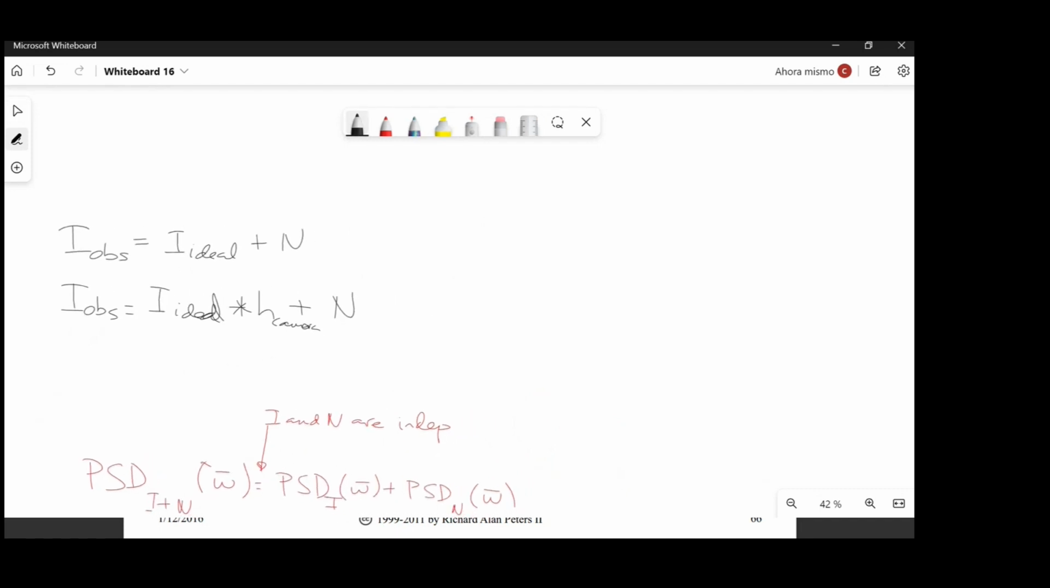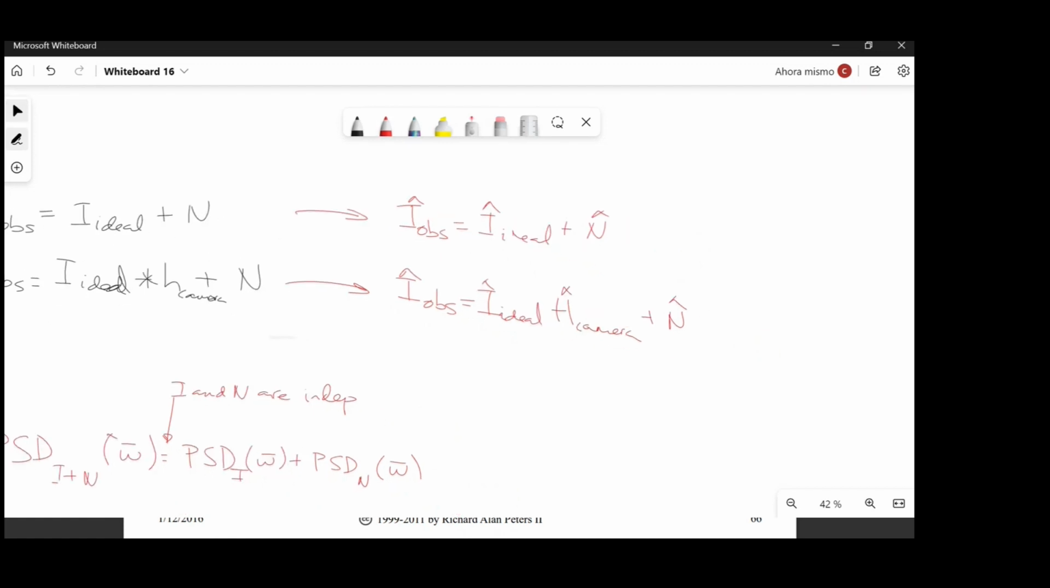Okay, so let's transform this into Fourier space. If I transform this into Fourier space, I would say my Fourier transform of the observation is the Fourier transform of the ideal plus the Fourier transform of the noise. And the ideal part will be similar, but now with the transfer function of my camera. So transfer function of the camera plus noise. And now I want to restore this thing. So I want to recover the ideal.